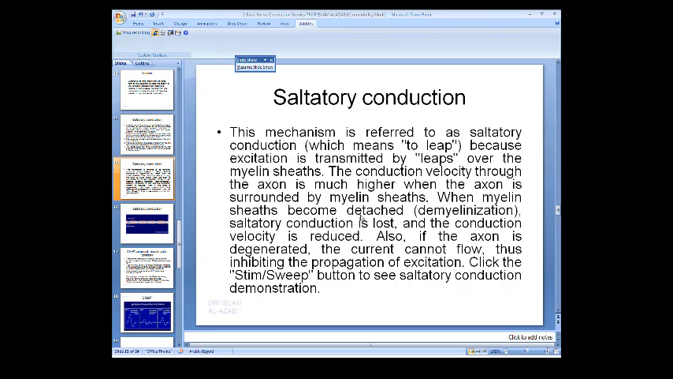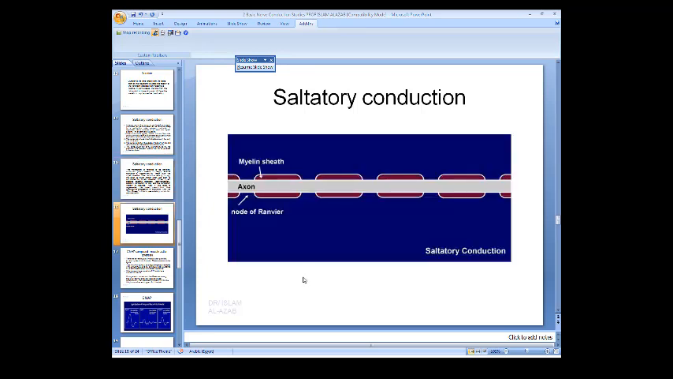When myelin sheaths become detached in demyelinization, saltatory conduction is lost and the conduction velocity is reduced. Also, if the axon is degenerated, the current can't flow, thus inhibiting the propagation of excitation. Click the stem or the sweep button to see saltatory conduction demonstration. This is the saltatory conduction, and this is node of Ranvier. Here is the myelin sheath.